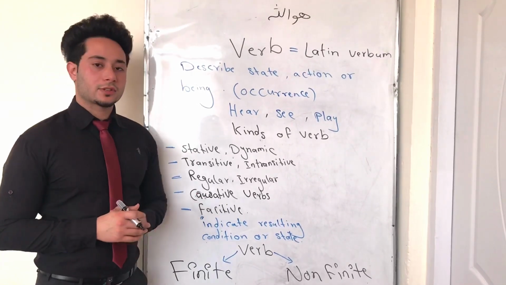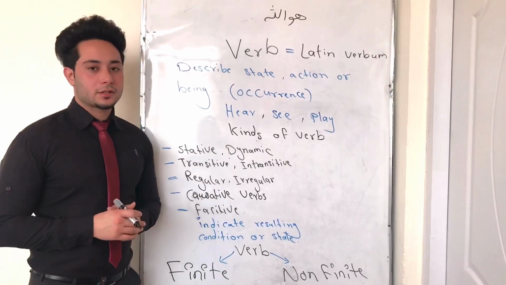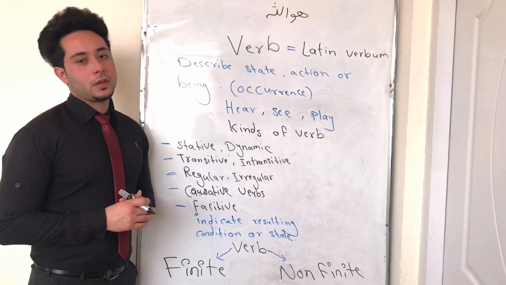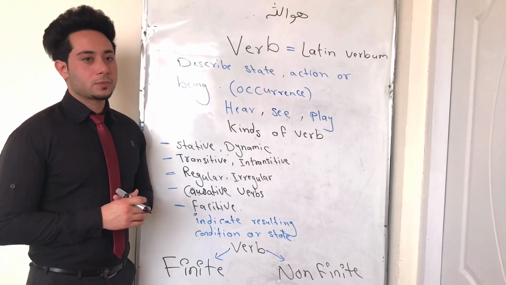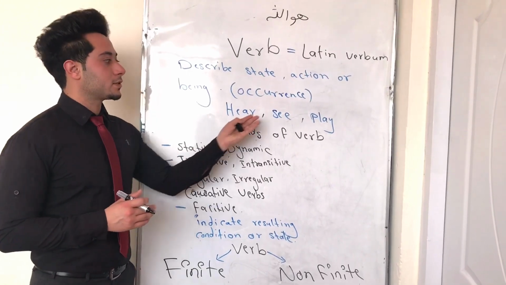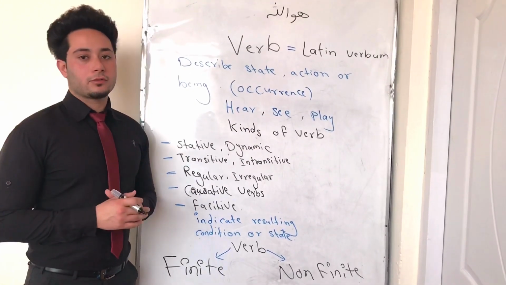In the name of God, most merciful and most compassionate. Today's lecture is about verbs. What is a verb? Verb comes from the Latin word verbum, and as we know, a verb is a part of speech, and it describes a state, action, occurrence, and also being. For example: hear, see, and play. There are many kinds of verbs in the English language.